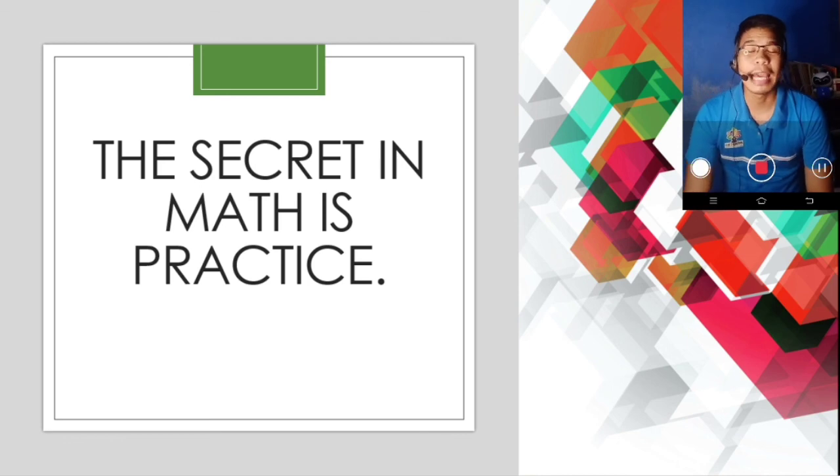What do you think? The fourth method of solving quadratic equations, which is using the quadratic formula.